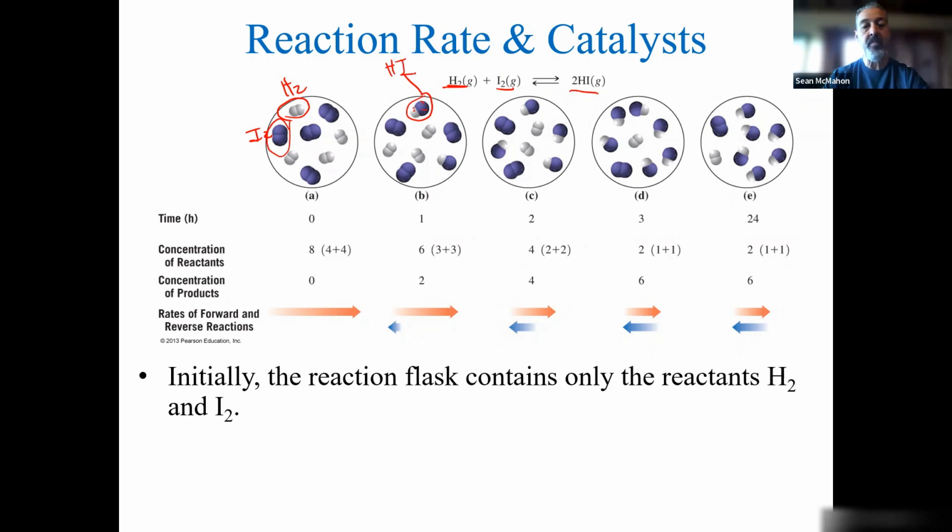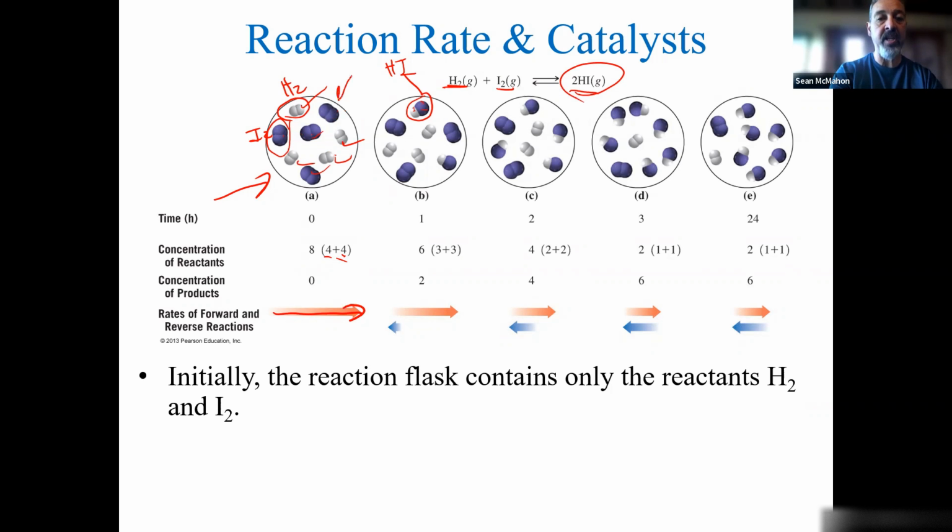So again, this is my H2, this is my I2, and in this example, this would be my HI. So initially, the reaction vessel in this particular example has 4 of each. It has 4 hydrogens, 1, 2, 3, 4, and 4 iodines, 1, 2, 3, 4, and it has no hydrogen iodides, because initially, if I just put it in the container, I have just a concentration of reactants. So as a result, my rate of forward reaction is very high.